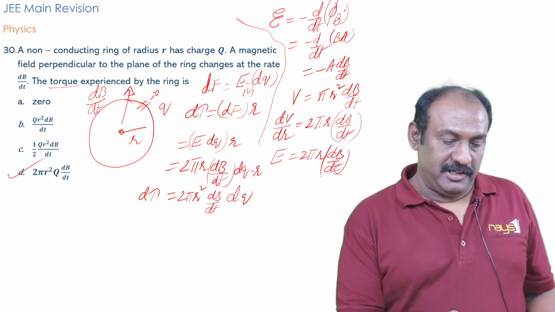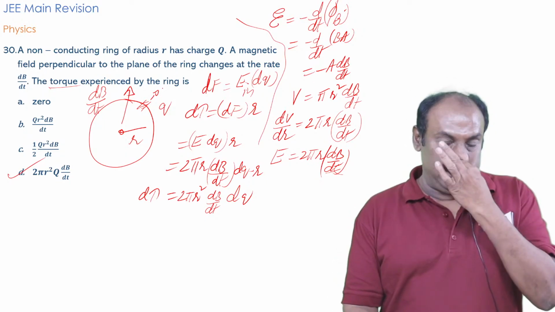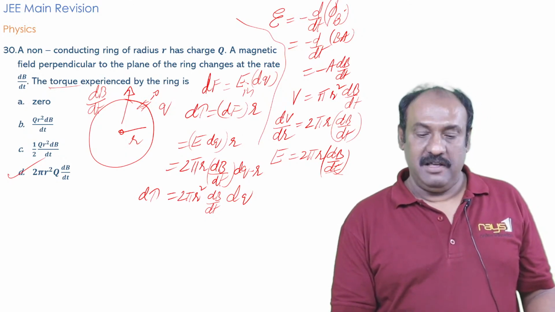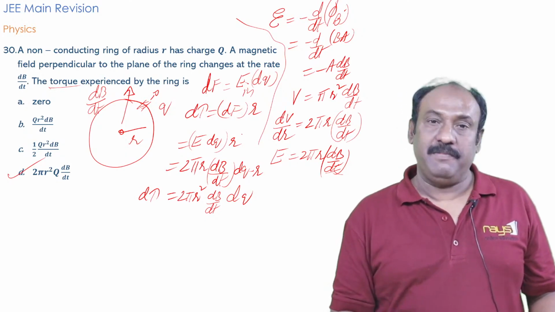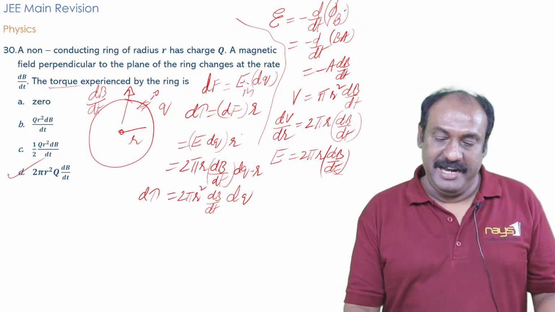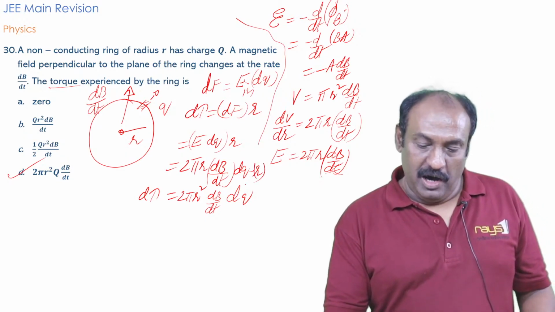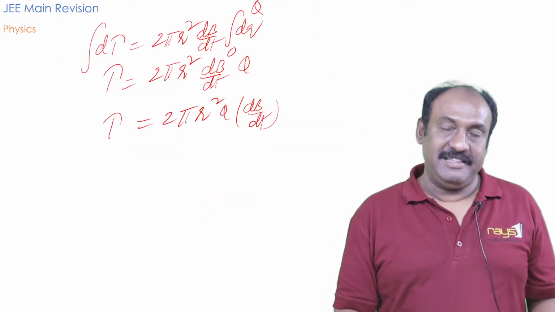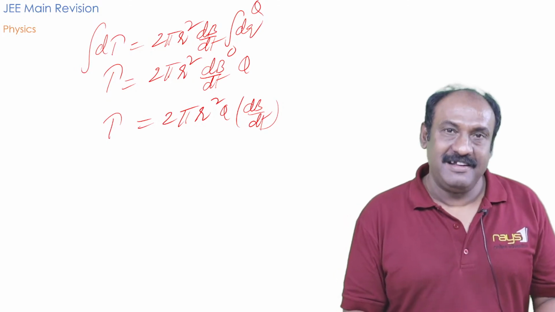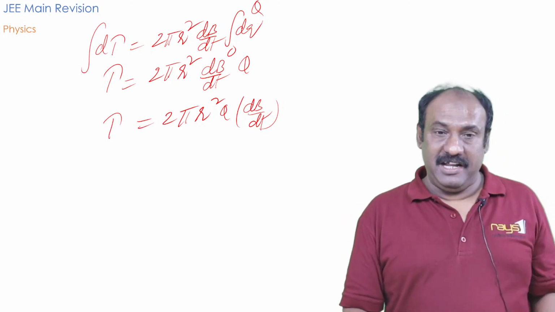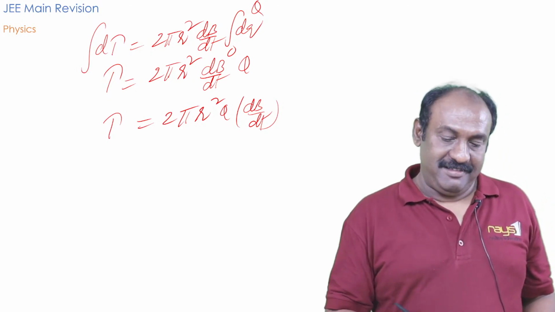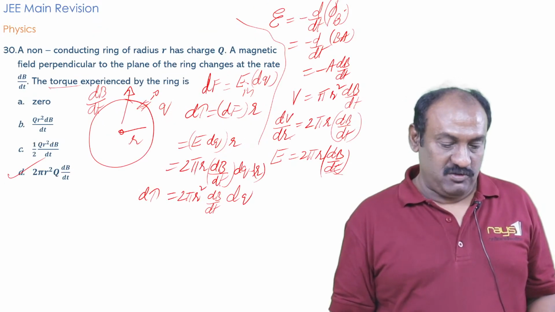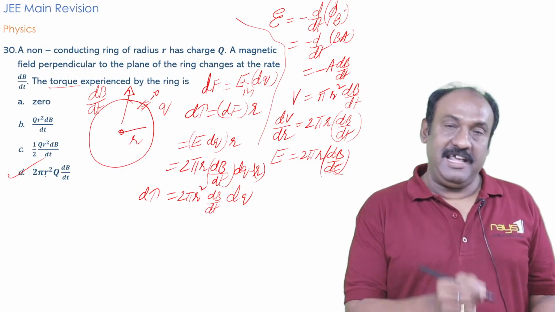But we want the torque experienced by the ring. Torque is equal to force multiplied by perpendicular distance, that is dF into r. That force is E into dq into r. So the E value is 2 pi r into dB by dt into dq into r. By integrating on both sides, we get the torque experienced by this ring when it is placed in a time varying magnetic field as 2 pi r square into q into dB by dt. That is the answer. So for this question number 30, the answer is D.